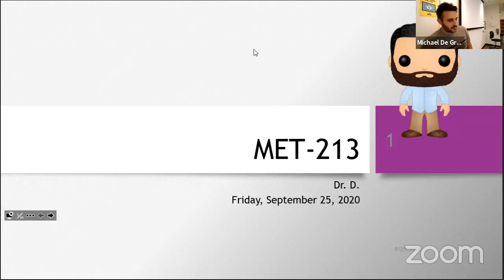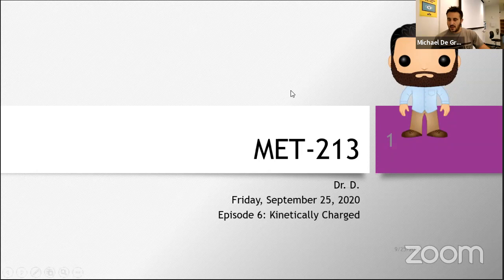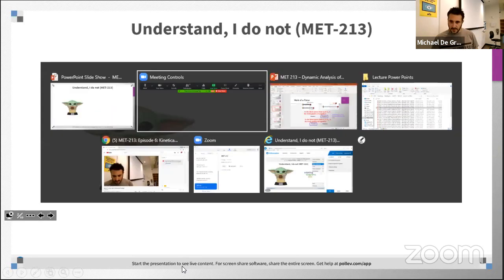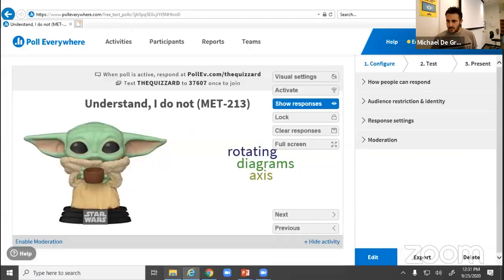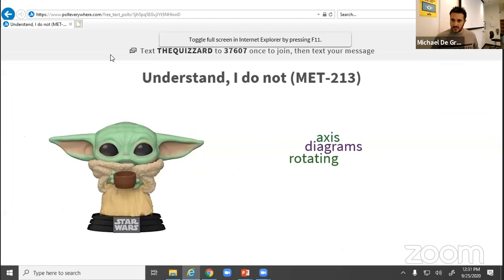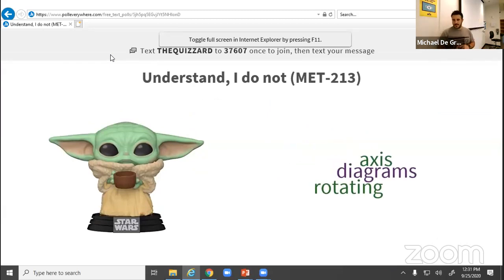So what are we doing today? Okay, we're gonna do some more stuff. So today, okay. So as per usual, I'm gonna do this, right? So we can all see this now. Axis diagrams and rotating. Okay, so we haven't done it. Oh, I remember what this is about, right?